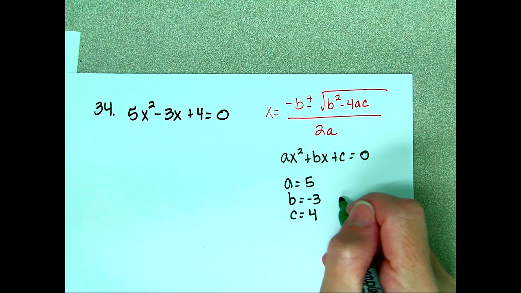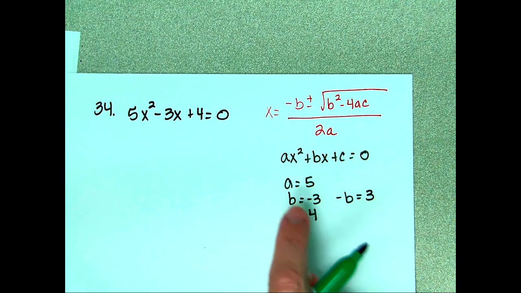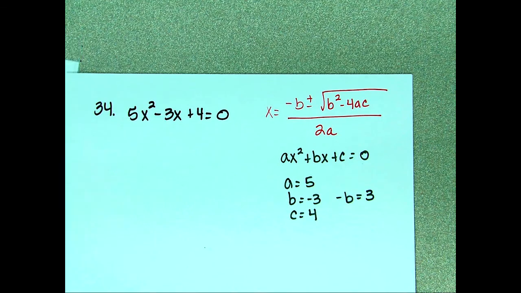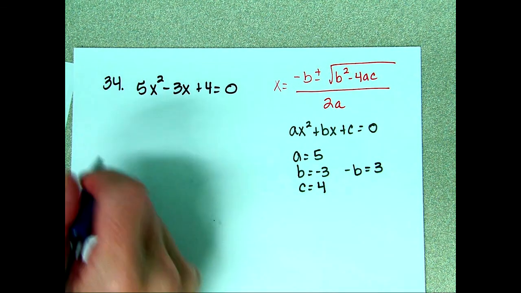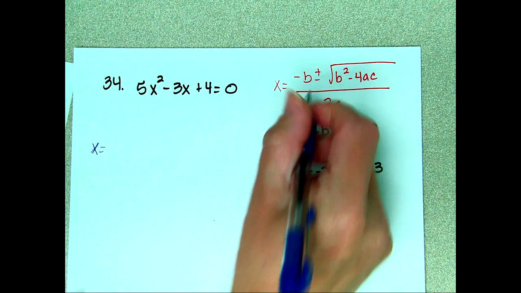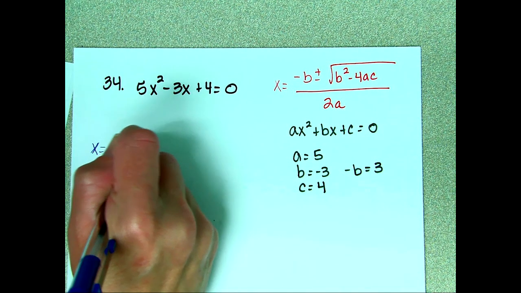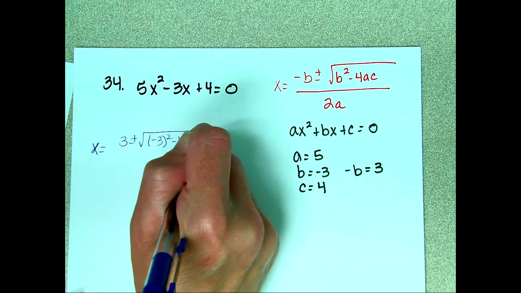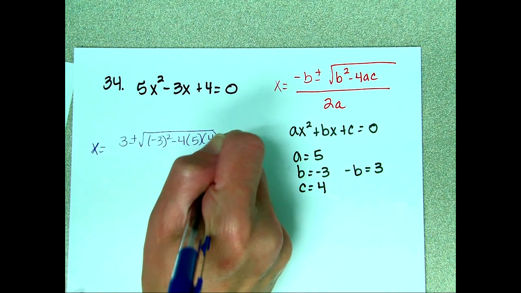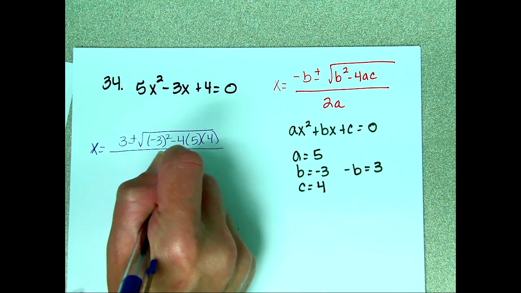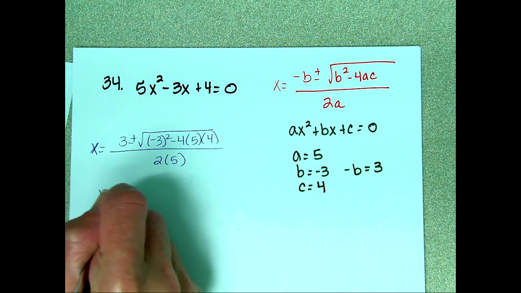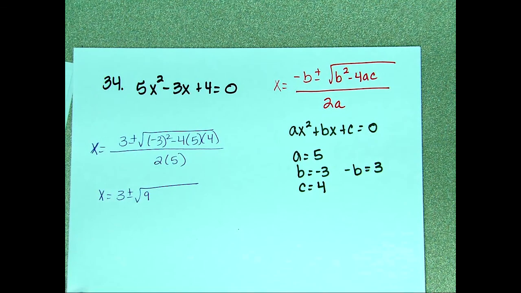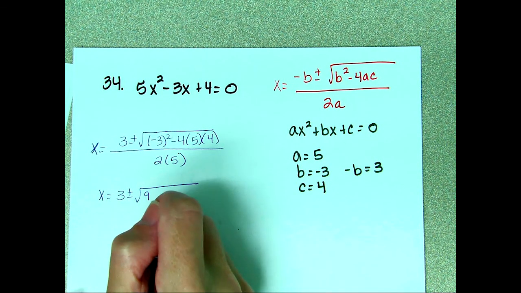Let's plug all our numbers into the formula. x equals the opposite of b, which is 3, plus or minus the square root of b squared, -3 squared, minus 4 times a, which is 5, times c, which is 4, all divided by 2 times 5. x equals 3 plus or minus the square root of 9 minus 4 times 5 times 4, which is 80, all divided by 10. x equals 3 plus or minus the square root of -71 over 10.